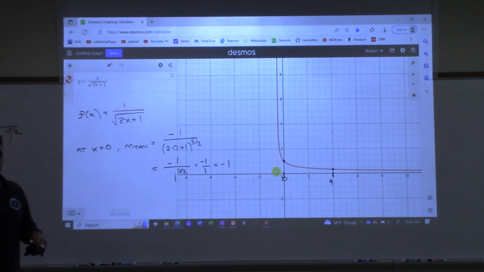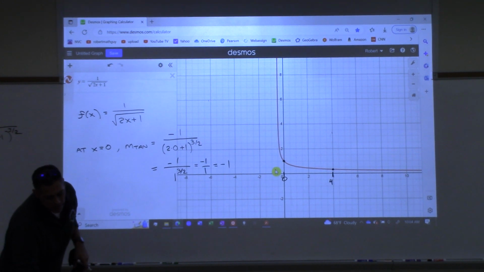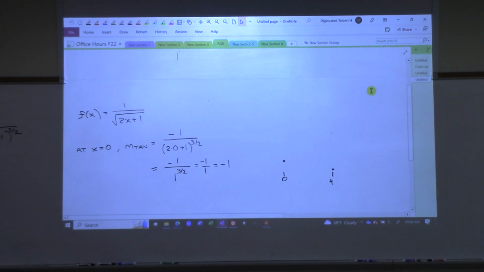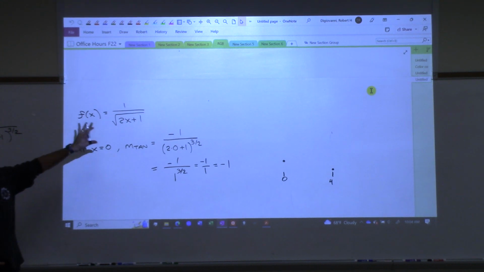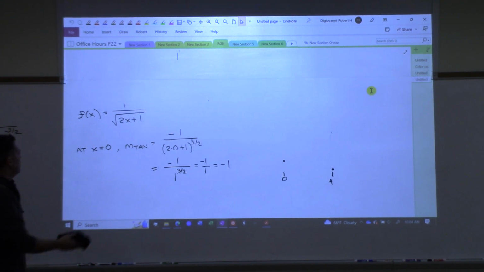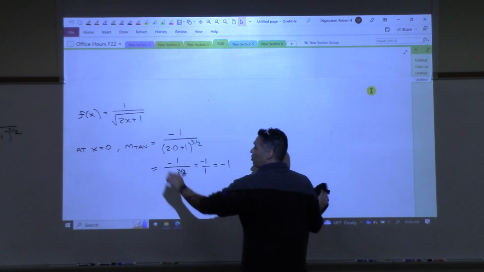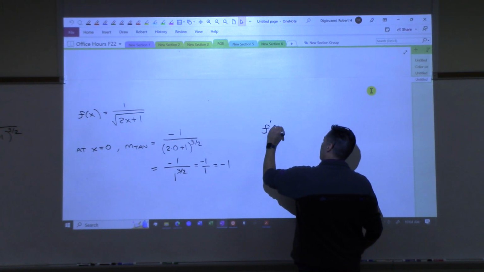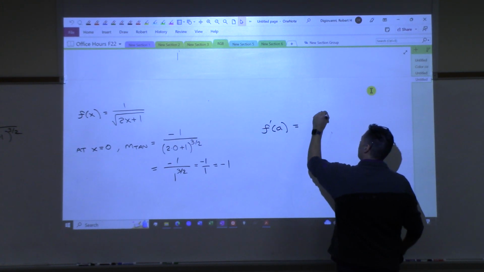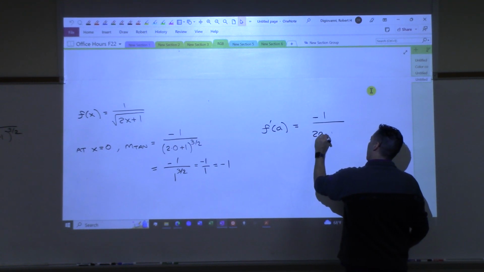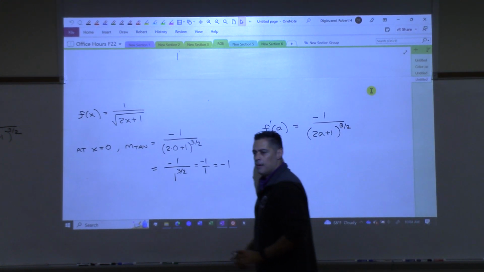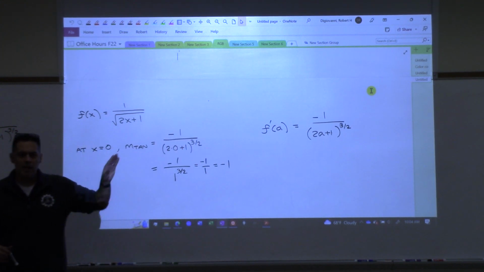Okay, now I have a more profound question, all right? Let's say that I never gave you the graph of this function. You don't know what it looks like, right? But when you calculate the derivative, that's what that's called, when you calculated this f prime of a, you got negative 1 over (2a plus 1) to the 3 halves, right? You calculate that.